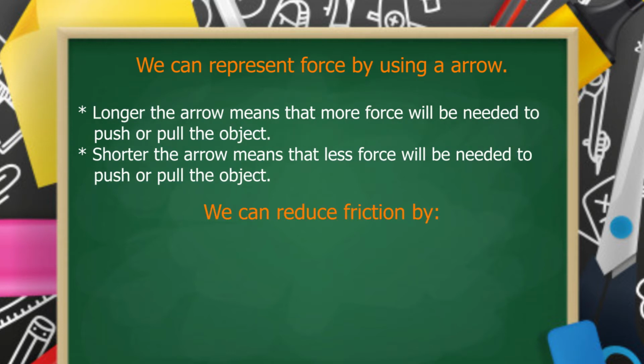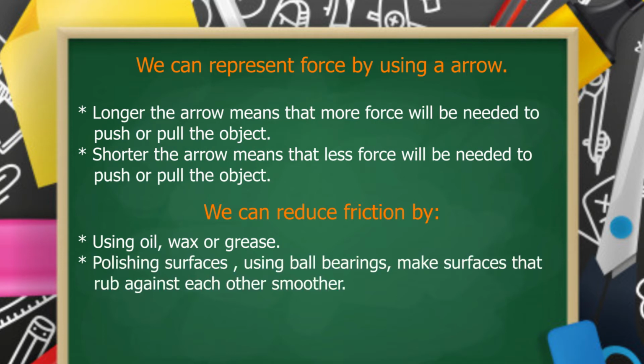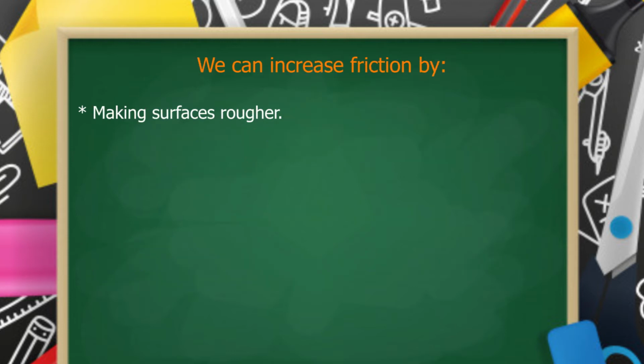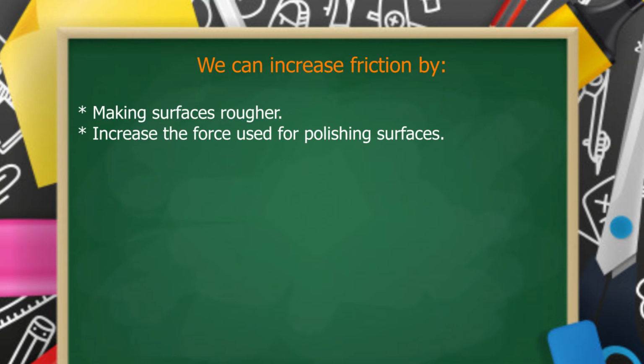We can reduce friction by using oil, wax, or grease, polishing surfaces, and using ball bearings to make surfaces that rub against each other smoother. We can increase friction by making surfaces rougher and increasing the force used for polishing surfaces.